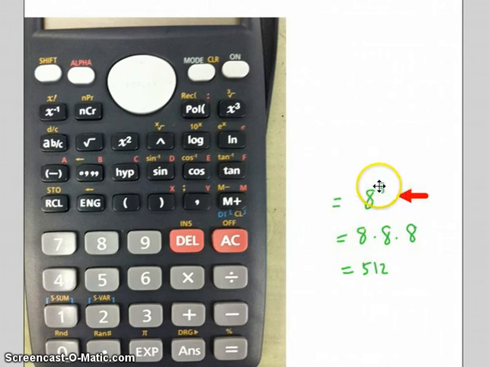With this calculator with more functions to it, I could go straight to this point. It turns out 8 cubed is possible for me. I would literally hit 8, and there's a button here, x cubed. So if I just hit 8 and that button, the calculator would tell me the answer, 512.